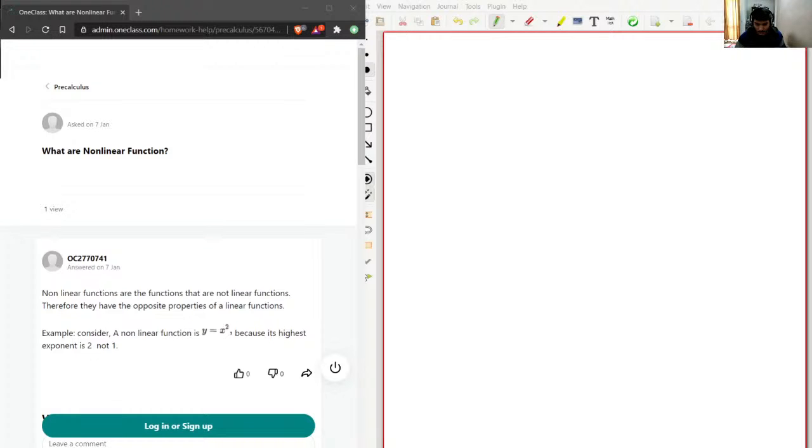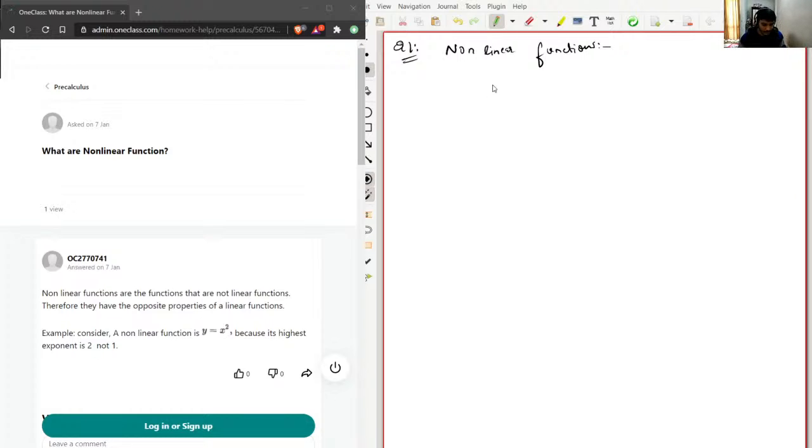I hope it is visible. So we have the first question. This is question number one. It is asking, what are non-linear functions? Please don't judge my handwriting, because I don't have a lot of practice with these whiteboards. I'll just go with the definition given here.